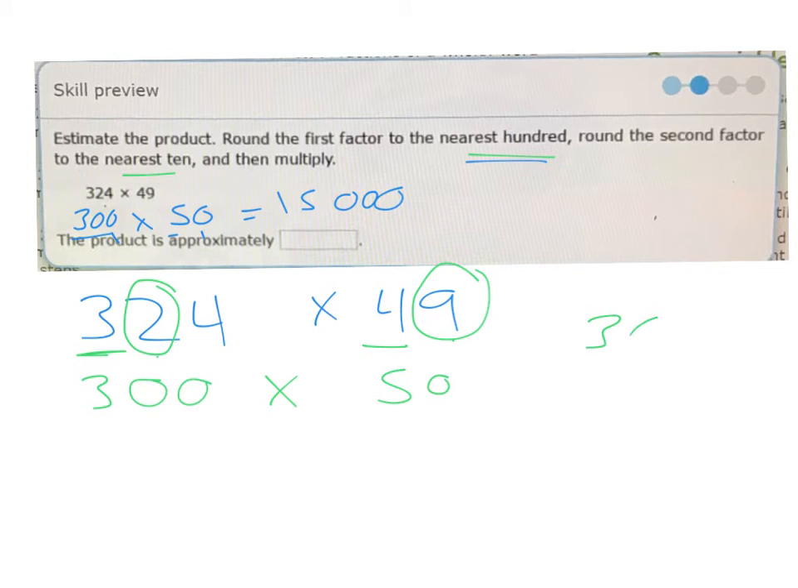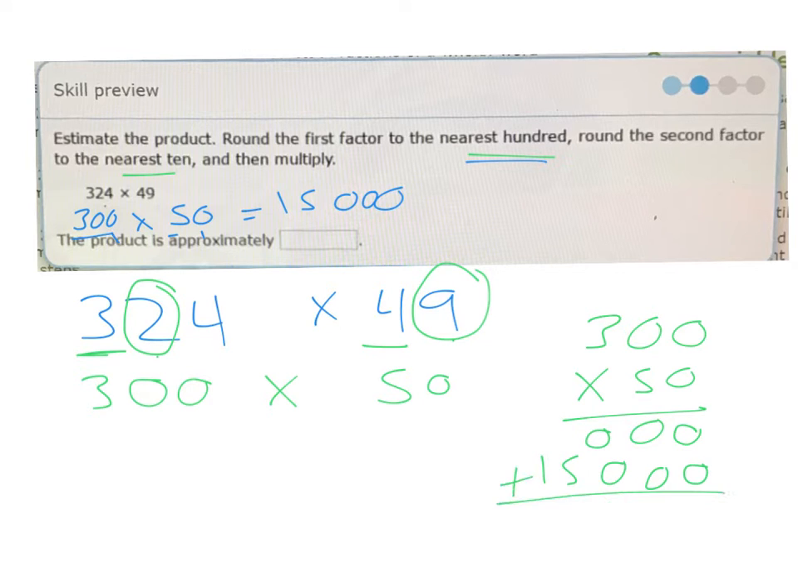And then again, to prove it to you, even though we would have done multiplying numbers that end in 0, just to prove it: 0 times 0 is 0, 0 times 0 is 0, 0 times 3 is 0, 0 down. 5 times 0 is 0, 5 times 0 is 0, 5 times 3 is 15. Add it together: 15,000.